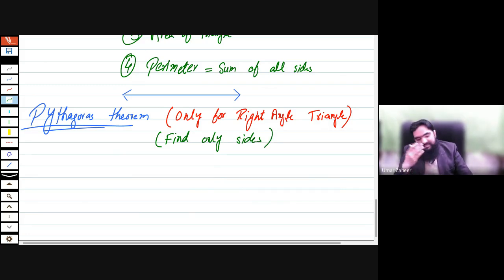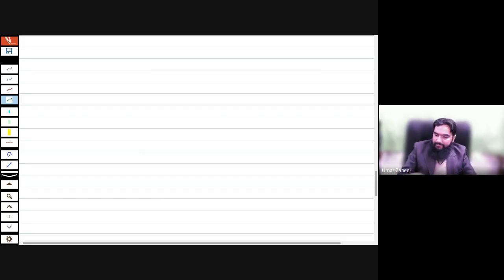For example, if the examiner says that you have to find the angle, you must know you cannot use Pythagoras theorem, because it cannot find the angles. You can just find the size of the sides of a triangle with the help of Pythagoras theorem. Is it clear? So look at here, I'm just going to justify the things.